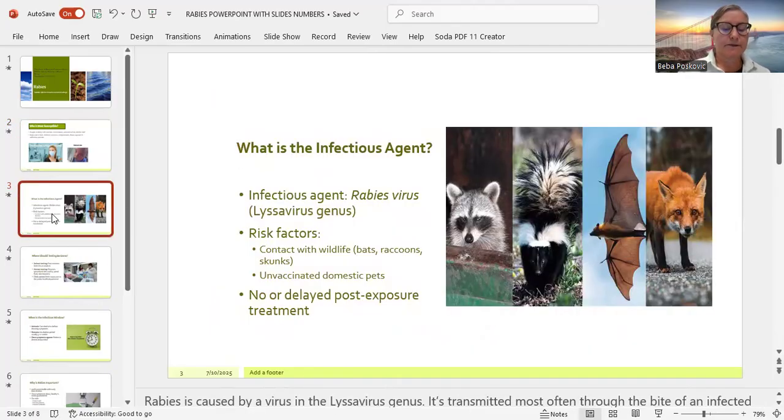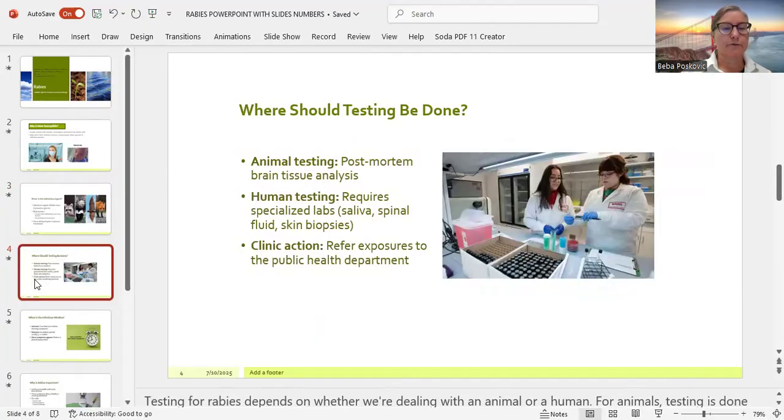What is the infectious agent? Rabies is caused by a virus from the Lyssavirus genus and is transmitted mostly through the bite of an infected animal. Risk factors include close contact with wildlife, such as bats, raccoons, and skunks. Unvaccinated pets could also be a source of infection. One of the biggest dangers is the lack of timely post-exposure treatment, known as PEP. The earlier we act after exposure, the better the outcome.